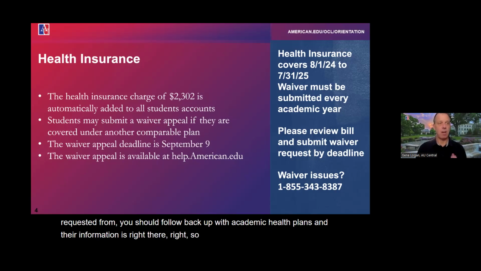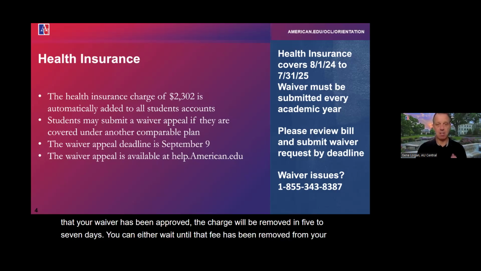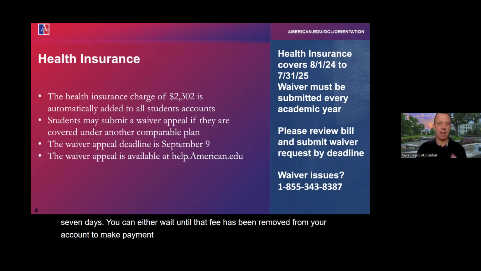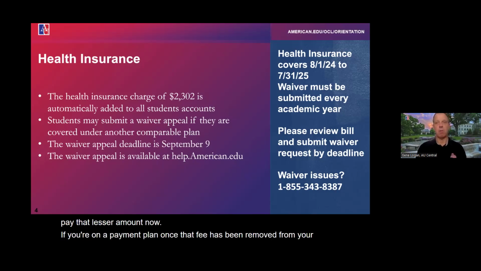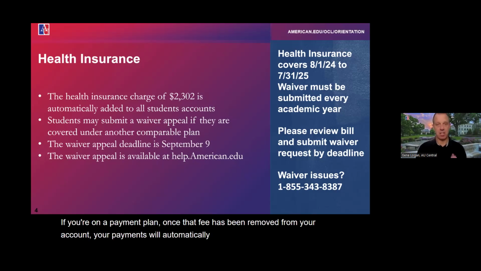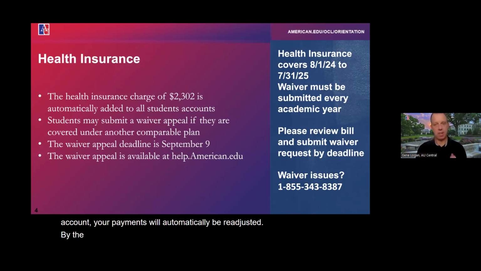So again, if you have received an appeal that your waiver has been approved, the charge will be removed in 5 to 7 days. You can either wait until that fee has been removed from your account to make payment, or you can subtract that $2,300 from your bill and pay that lesser amount now. If you're on a payment plan, once that fee has been removed from your account, your payments will automatically be readjusted by the payment plan office within a couple of days. It's not immediate. It'll be within a couple of days after that fee is removed.